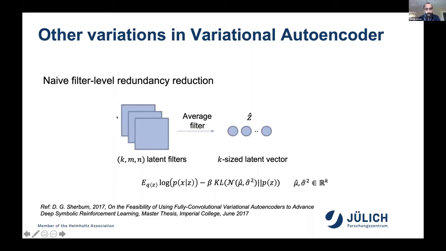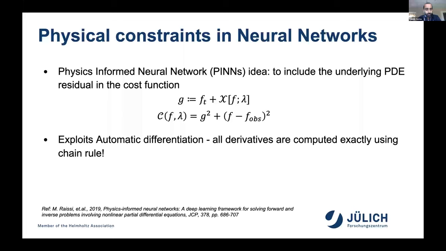The other is called a naive filter level redundancy reduction. What is done here is that these things are averaged. So basically, all of these filters are averaged, and then you arrive at this Z hat, which would now be a representation of these individual filters. Why I mentioned this here is I found that this could be very useful for increasing the accuracy of the variational autoencoder. So I think that's something which the users might benefit from.